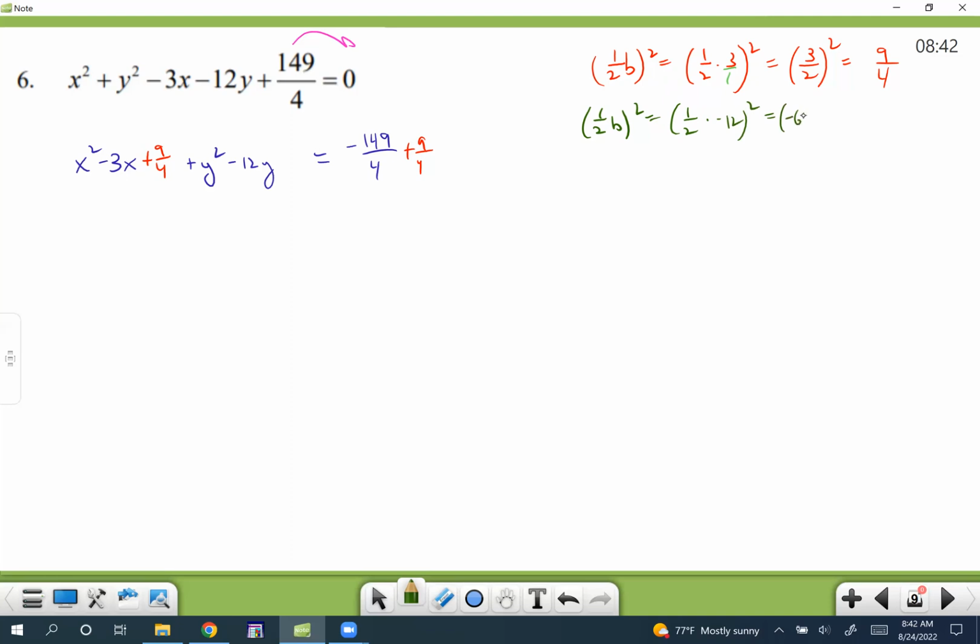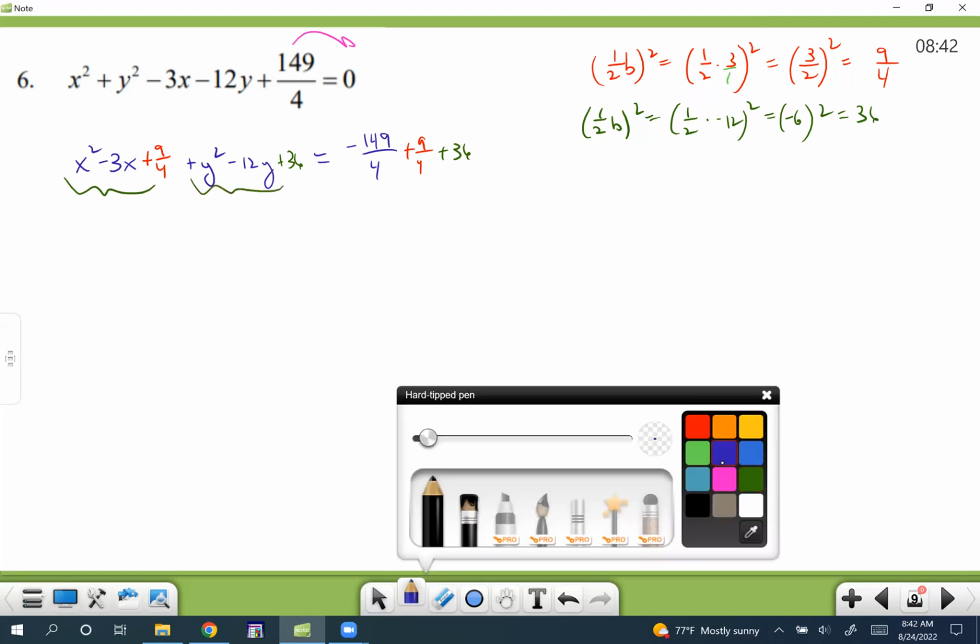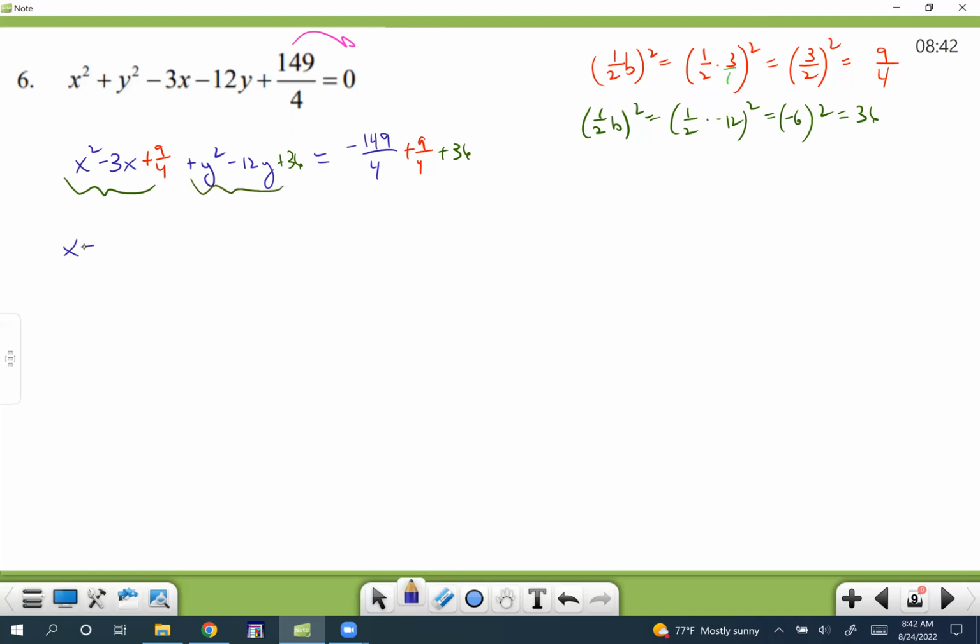Negative 12 is negative 6, and negative 6 squared is 36. We do it to the right-hand side also. All right, this trinomial has to get factored, and so does that one. So x minus, well, taking half of 3 means dividing it by 2, so putting it over 2.